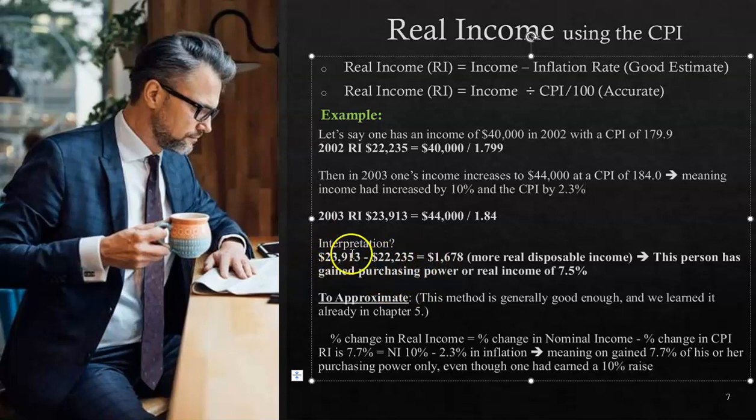This is the new year, this is the old year. So we're deducting the year that we have at hand. We put it first. So here's 23,913, that's 2003, deducted from the previous year of 2002. And that gives us what our real disposable income was. Now, if we were doing it the other way around, meaning if somehow in 2003 the real income was lower than 2002, we would have a negative real disposable income, and it would show us that we actually lost in the value of money.